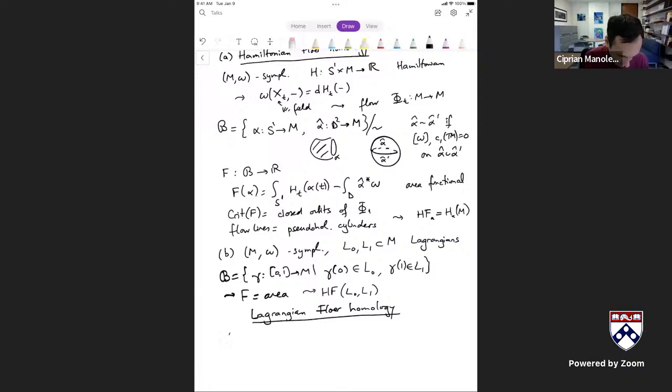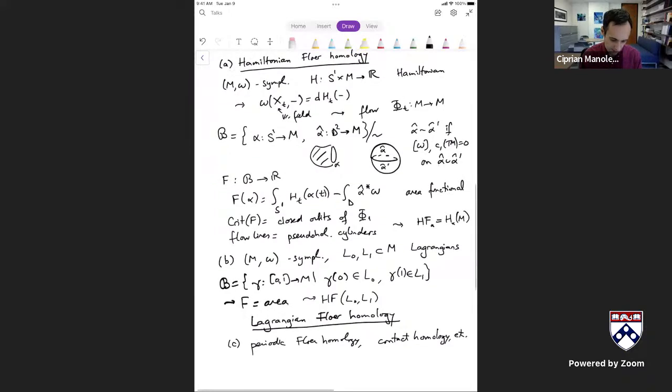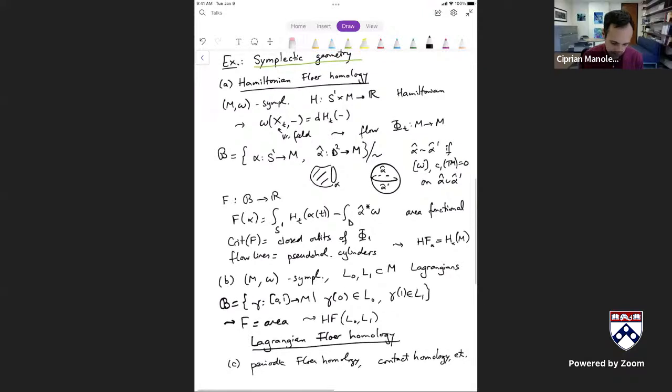Okay, and then there are others. There's something called periodic Floer homology, contact homology, and so on, but I won't get into them. All right, so these were the versions that appear in symplectic geometry.